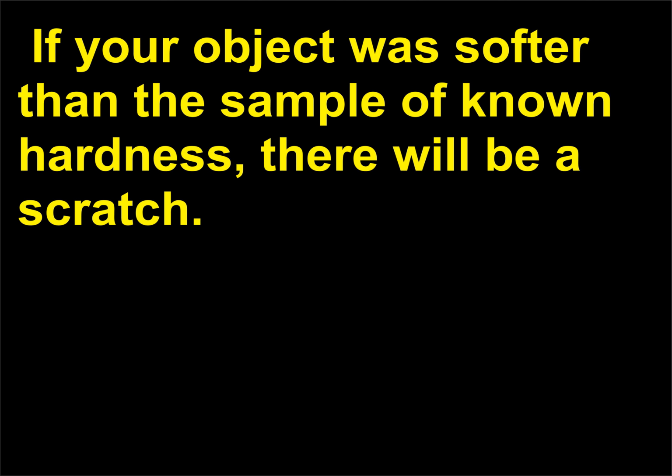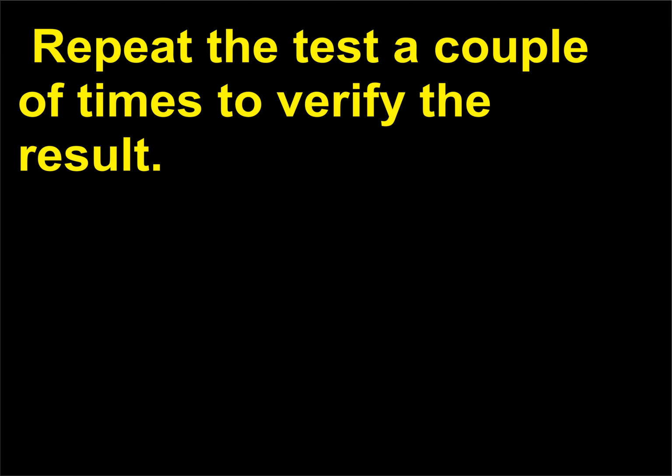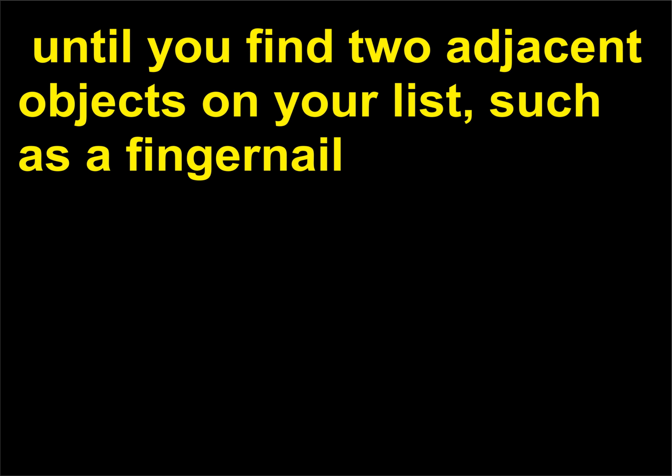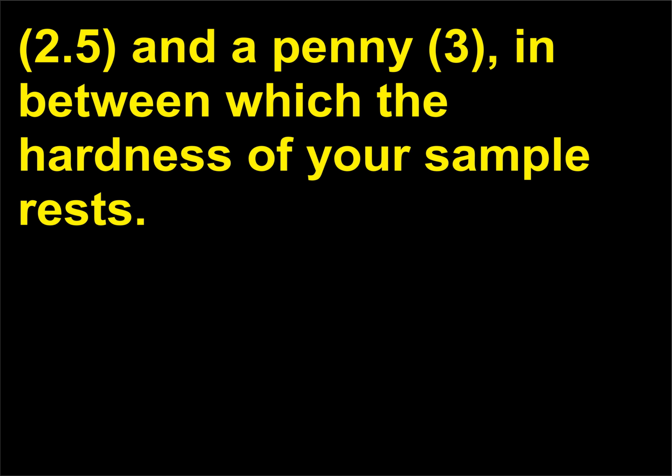If your object was softer than the sample of known hardness, there will be a scratch. If it was harder, then there will not be a scratch. Repeat the test a couple of times to verify the result. Continue performing the scratch test with various objects of known hardness, until you find two adjacent objects on your list, such as a fingernail, 2.5, and a penny, 3, in between which the hardness of your sample rests.